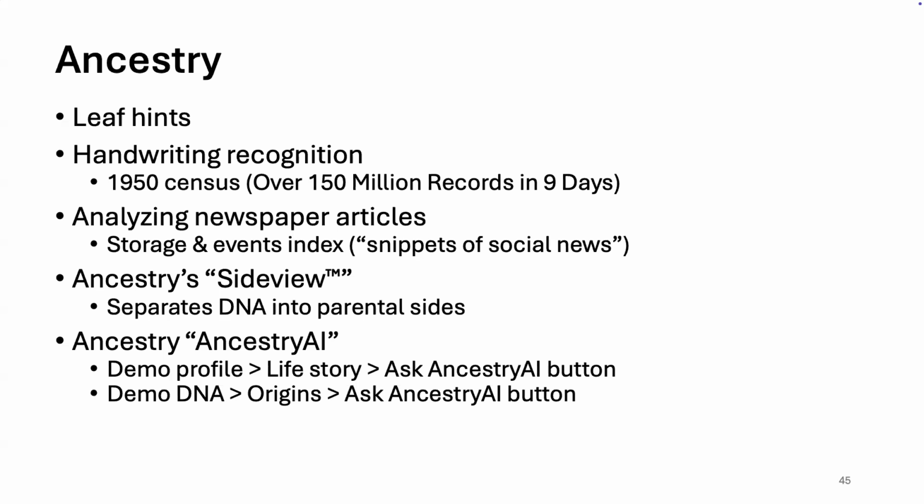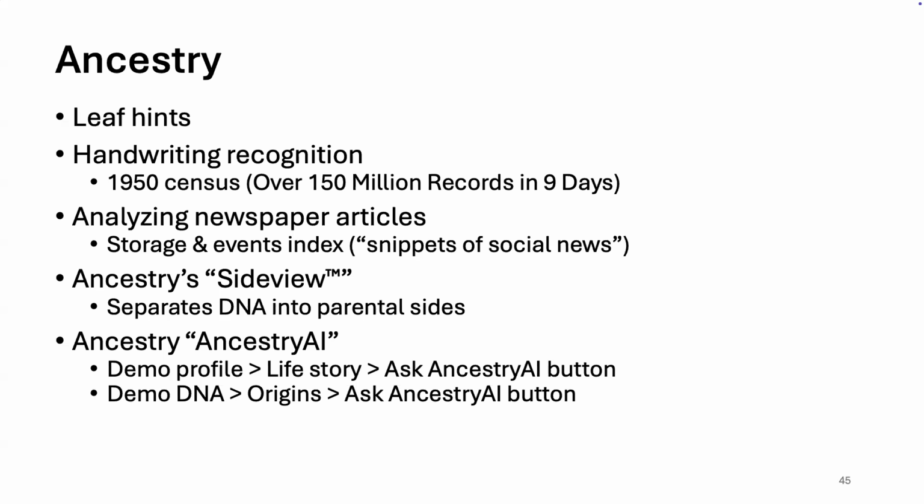Side view. If you've looked at your DNA on Ancestry, they split it into parental sides. There's nothing in your DNA that tells which side is which. The only way they did that was looking at characteristics of your family that way and characteristics of your family that way. And they call that side view.